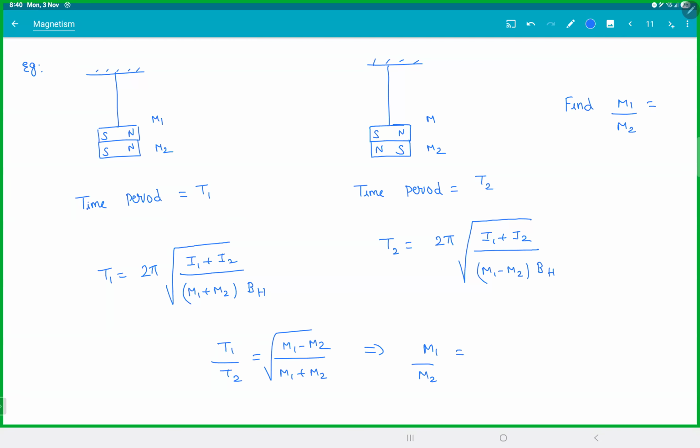And if you don't remember the term vibrational magnetometer, that is where you have to use the formula. Clear with this? The question is straightforward. You should know how the setup looks. That's it. There is nothing more than this in this question. So be careful with the terminology.